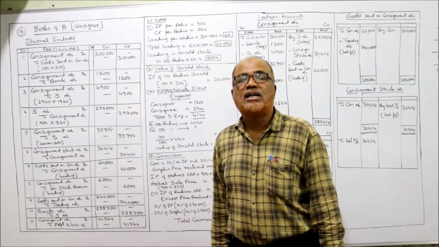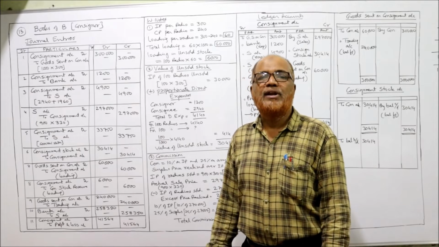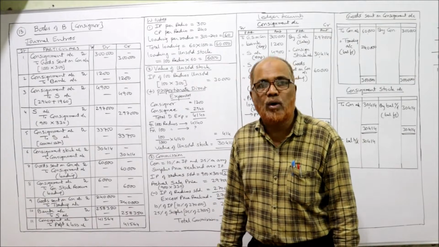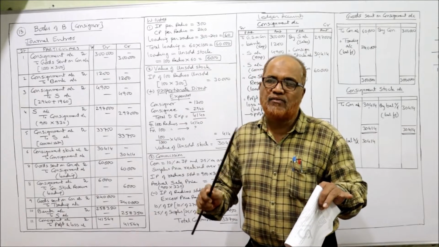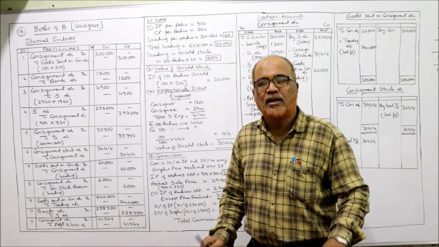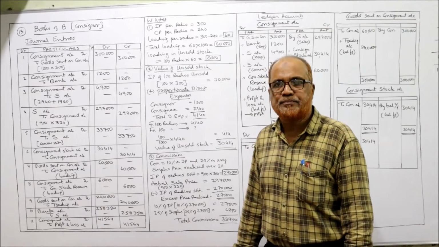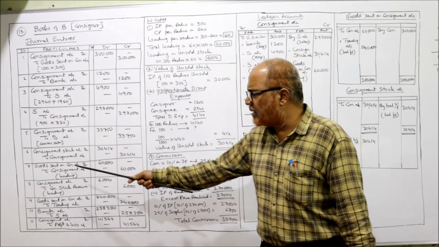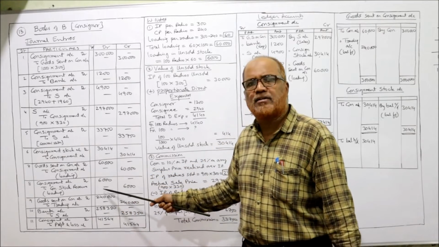These two are the additional entries and they will be passed only when goods are sent at invoice price. If goods are sent at cost price only, then these two entries will not come. Remember, every problem has the same entries. I am not changing the entries. Entries remain the same, only amounts are different.